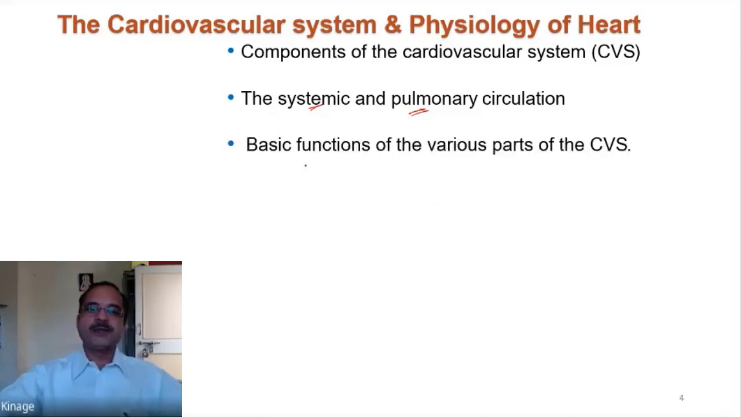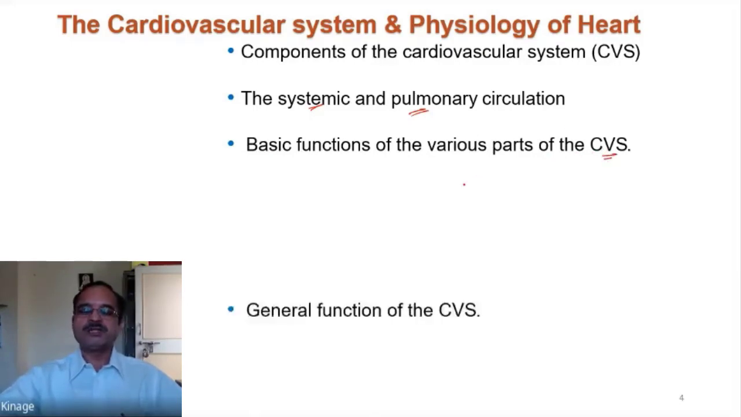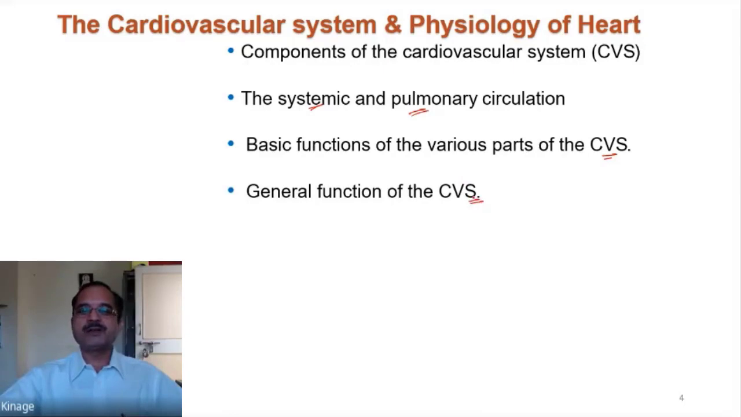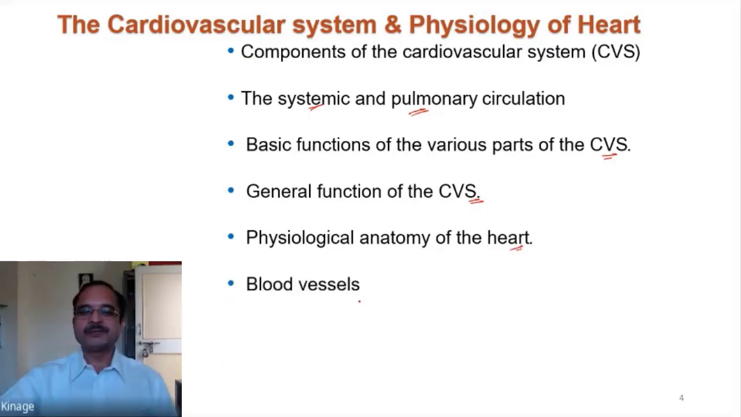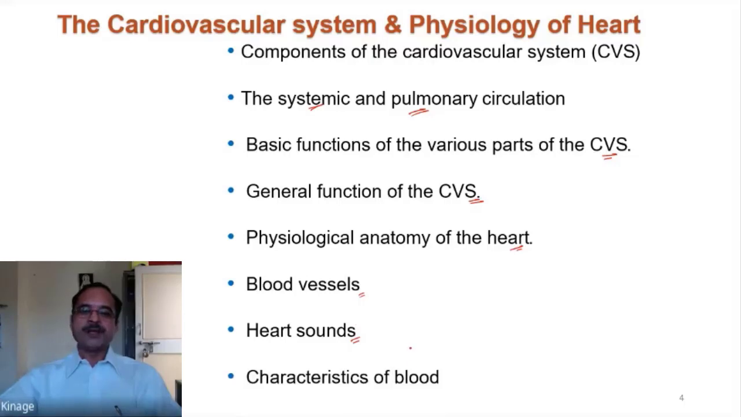So that we'll see. Then basic functions of various parts of CVS, that means the cardiovascular system. Then general functions of CVS, physiological anatomy of heart, blood vessels, what is the functionality of blood vessels in cardiovascular system, and heart sounds. Because heart sound, it is a signal, so that signal can be processed with the help of BSP. So we'll also study what are the heart sounds for the normal and under abnormal conditions. Okay, then characteristics of blood, this I will just skip, this is not so important for us.